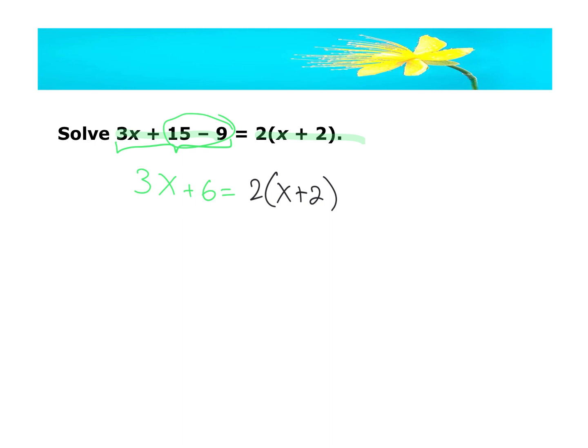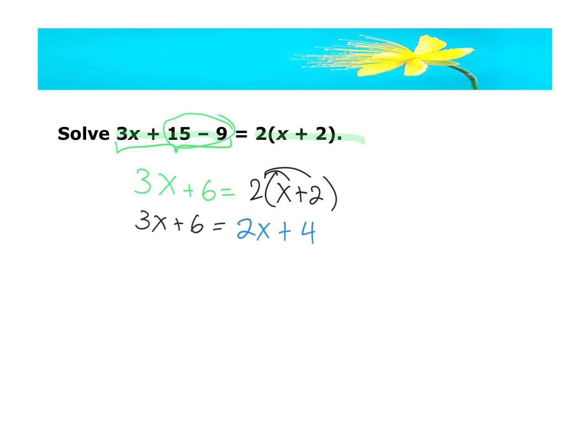Afterwards, since there's nothing else I can do on the left side, I'm going to go ahead and work on the right. I can distribute to be able to simplify. So I'm going to get 3x plus 6 is equal to 2 times x is 2x. 2 times 2 is 4. So 2x plus 4.